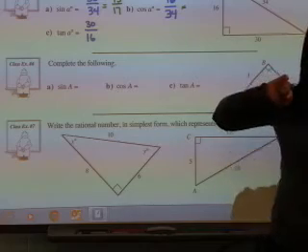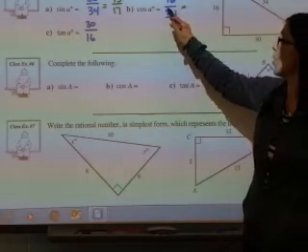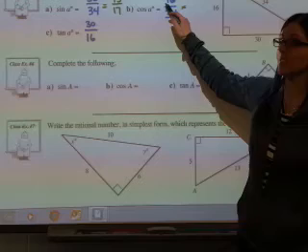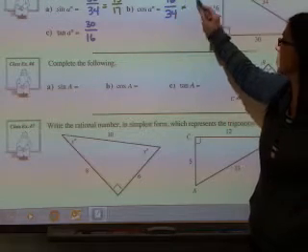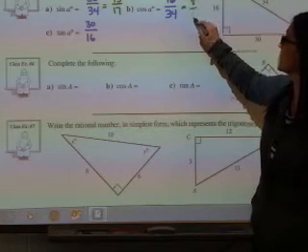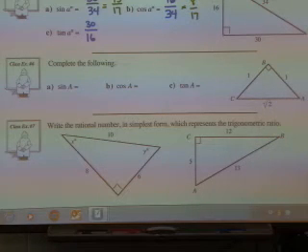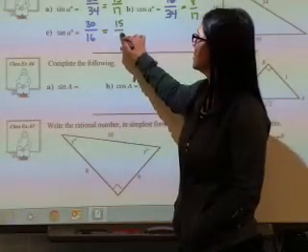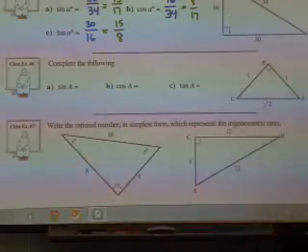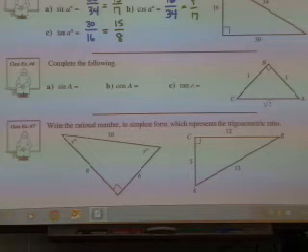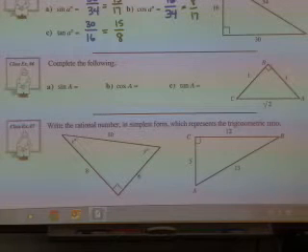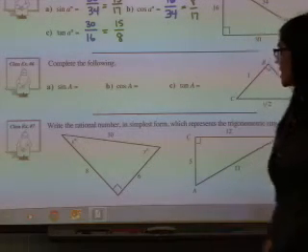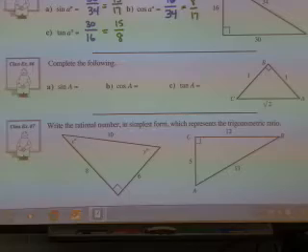So if I go to 16/34, I know I can divide 34 by 2. Can I divide 16 by 2? What do I get? So now I have 8/17. Tan, they're both even, so I divide by 2 to start off with. Then I look, 15 and 8, do they have a common factor? No. Okay, so let's look at class example number 6.